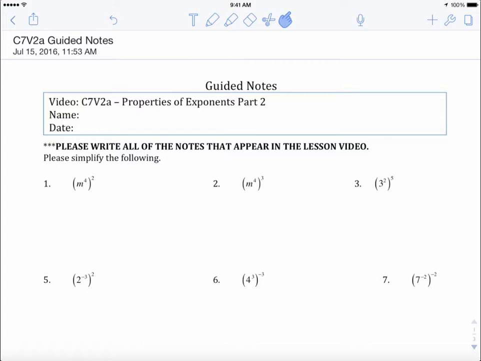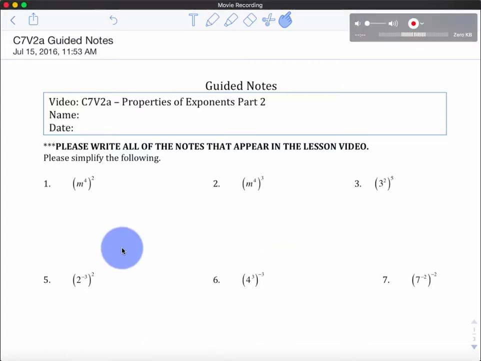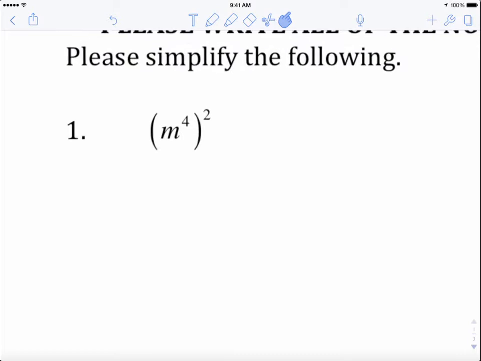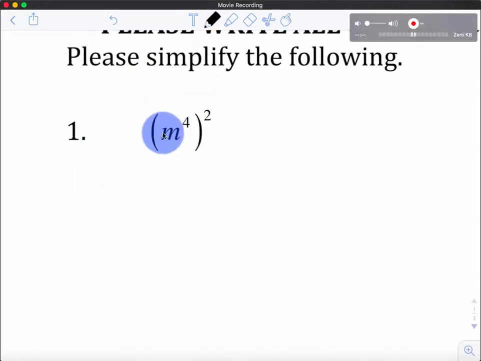So the main property that we're going to discuss now is what happens when you take a base and you raise it to an exponent, and then you take that whole thing and raise that to an exponent. What happens? Well, let's check it out. First, starting with a bunch of friendly, nice, positive exponents.